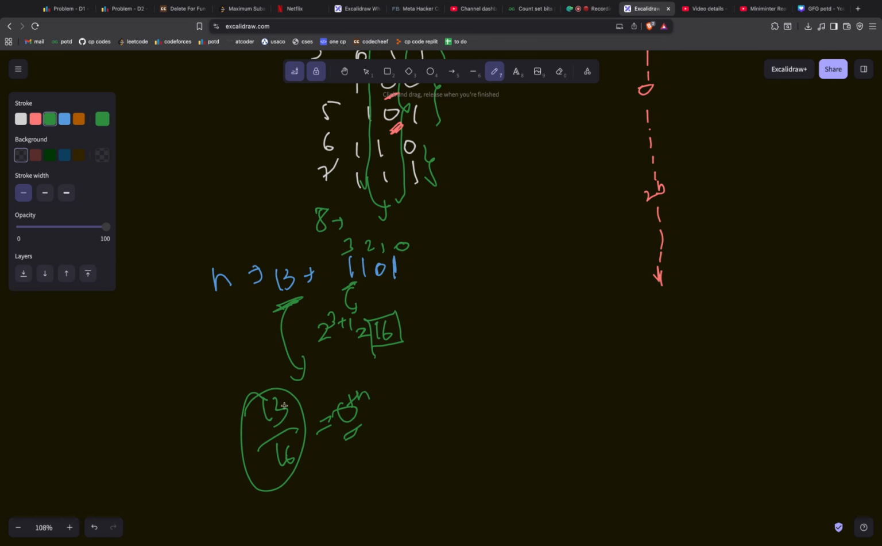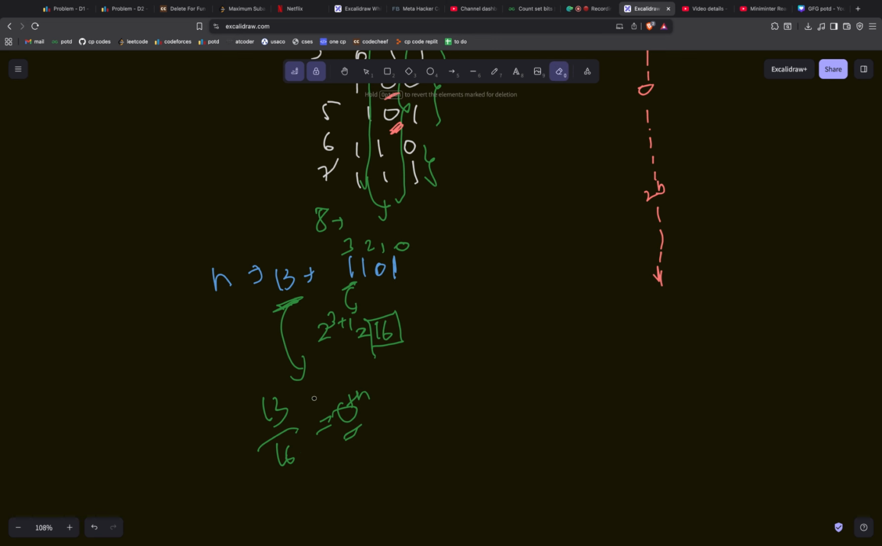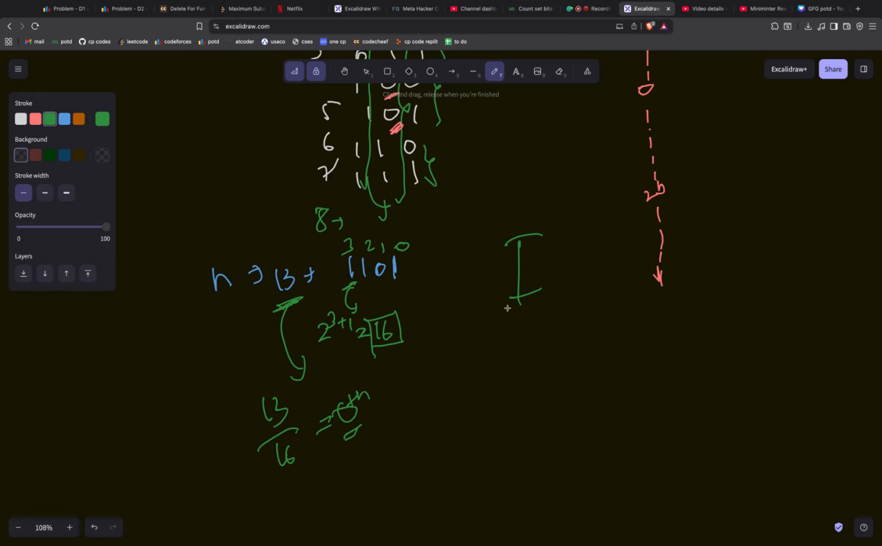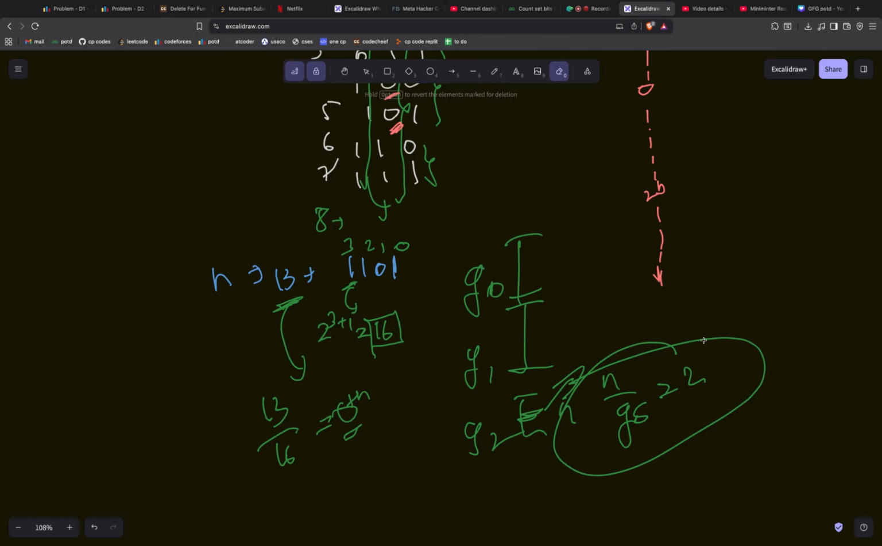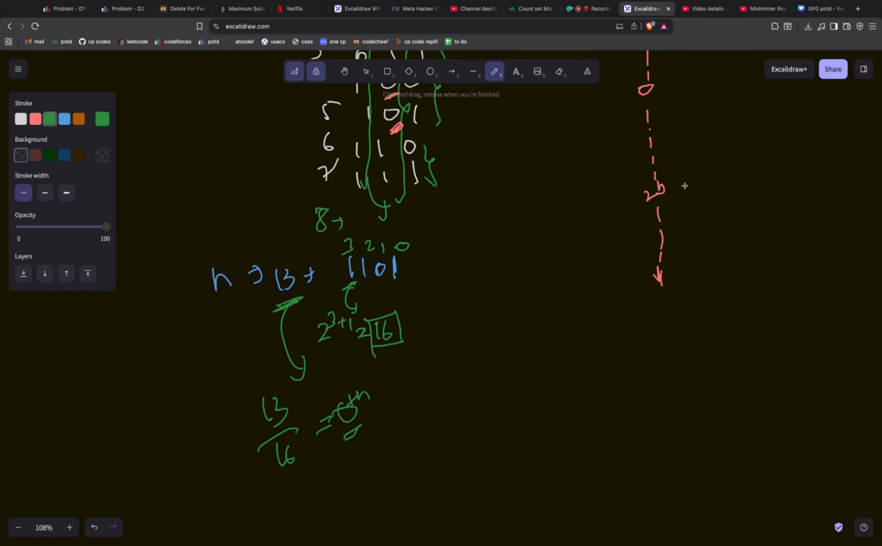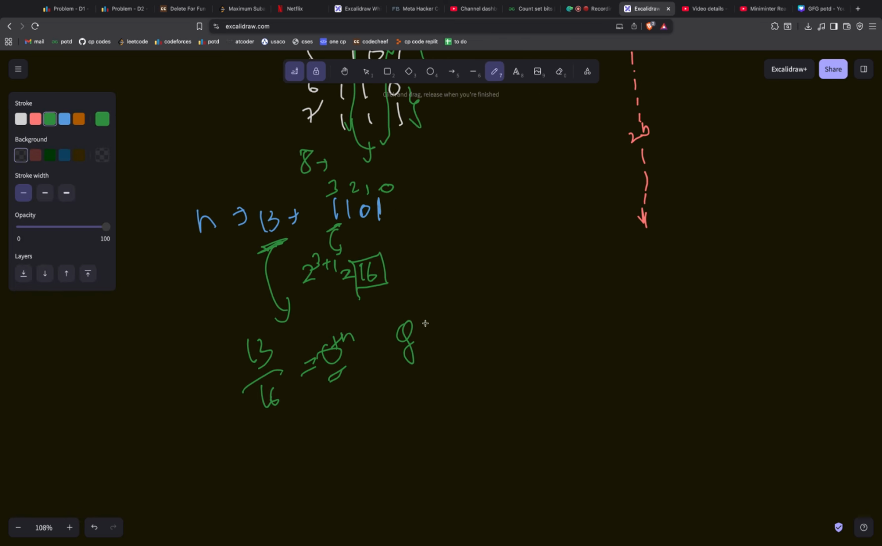Why does a simple division work? Because if there are some groups, this is group 0, this is group 1, this is group 2. If you are in group 2, if n is here, then n by group size should be equal to 2, because all the groups are of equal size. So from here we can get the number of groups, and from this we get the group number.